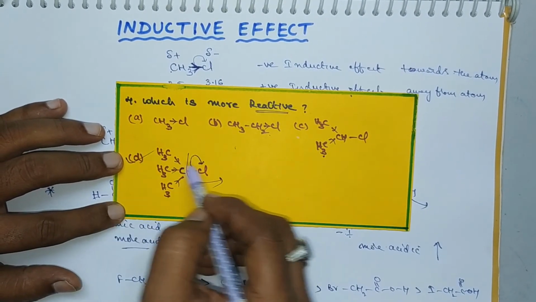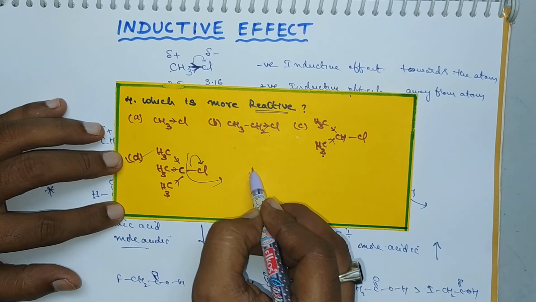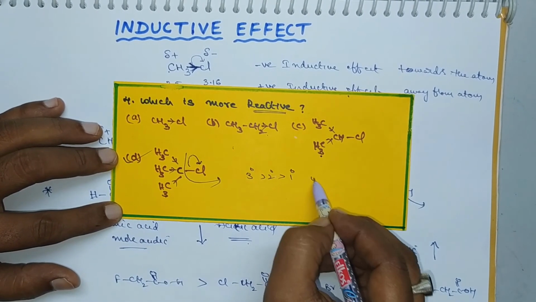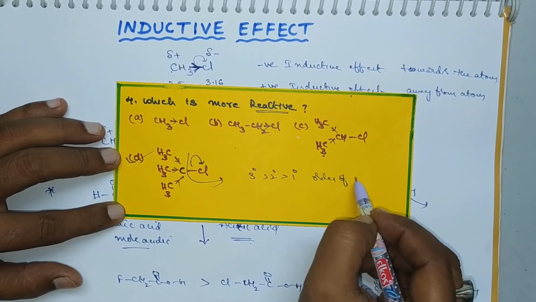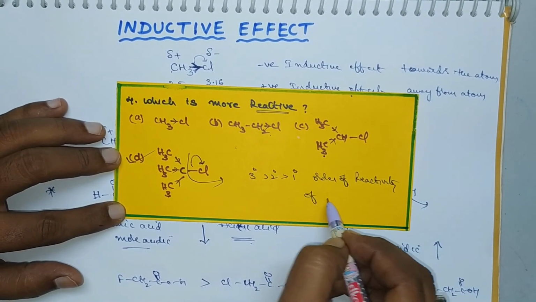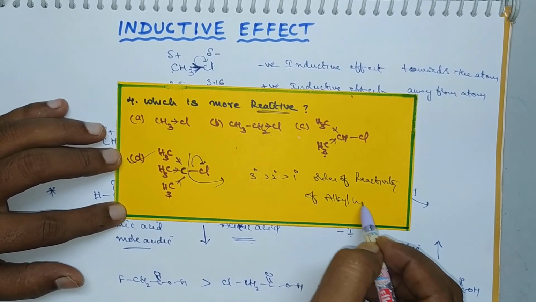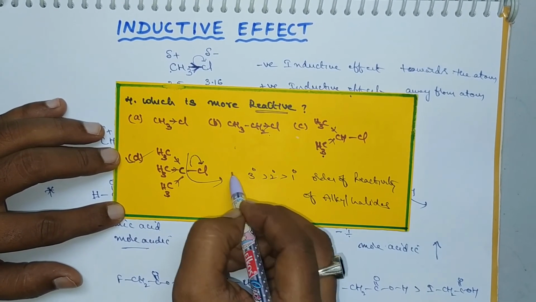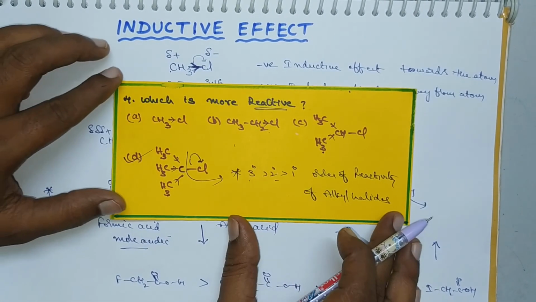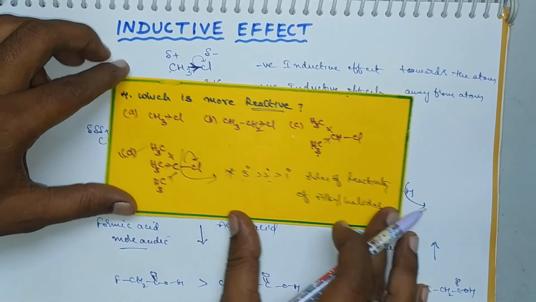So the order of reactivity of alkyl halides is tertiary greater than secondary greater than primary. Remember this one. In this way we can solve any reasoning questions.